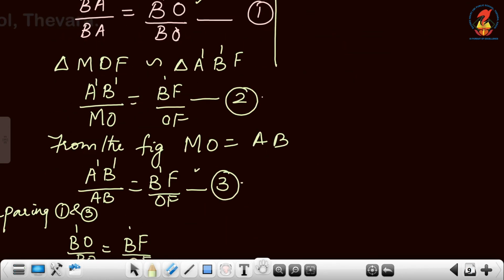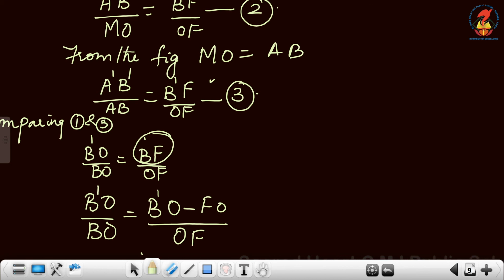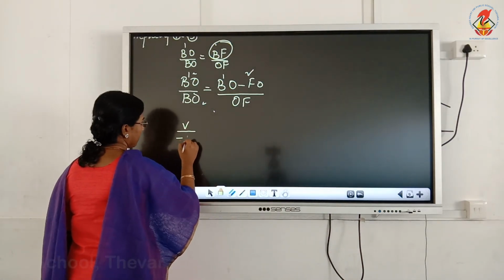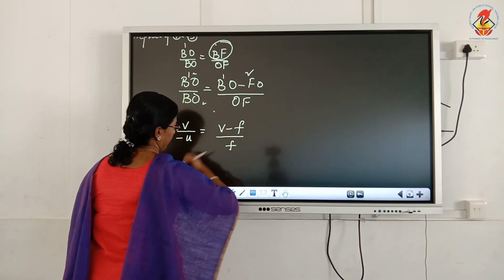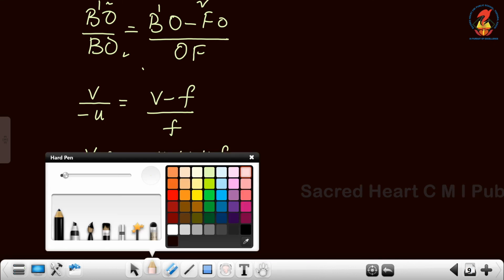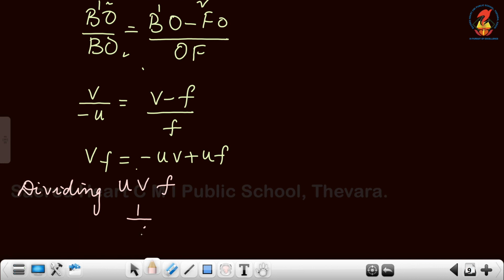So our equation becomes, B dash F is equal to B dash O minus FO, divided by FO. Now substituting the values of B dash O, BO and FO, we get V by minus U is equal to V minus F by F, or VF is equal to minus UV plus UF. Now dividing the equation throughout by U, V and F, and on rearranging we get 1 by F is equal to 1 by V minus 1 by U.